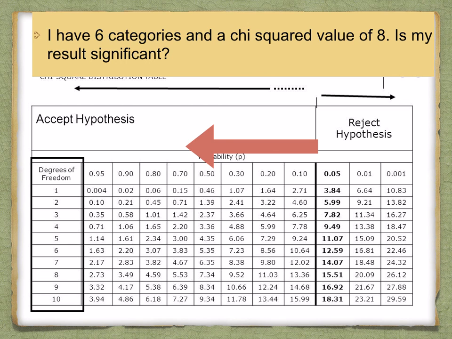Now my chi-squared value of 8 falls between 7.29 and 9.24. This means it falls between the probability of 0.2 and 0.1. So this probability between 0.2 and 0.1 is greater than 0.05. So I accept the null hypothesis and the deviation from the expected results is not significant. So it's due to chance alone.